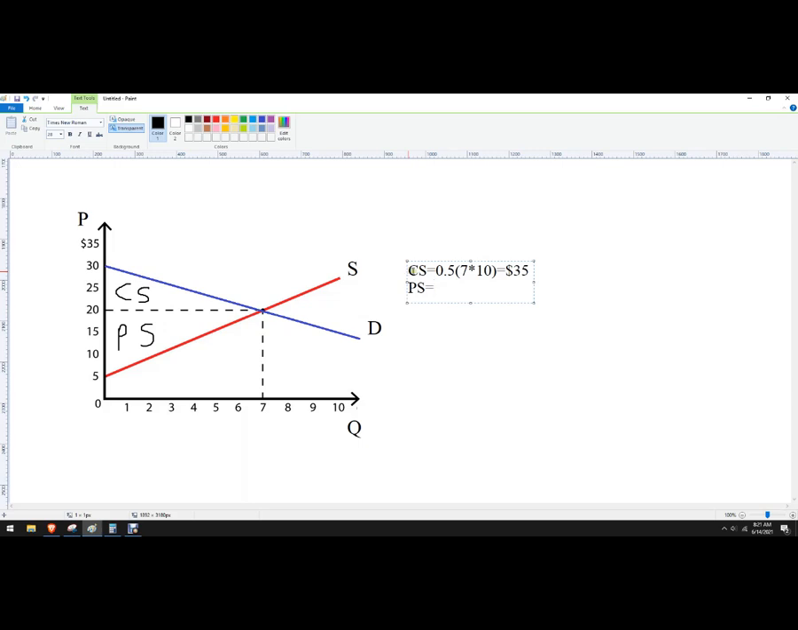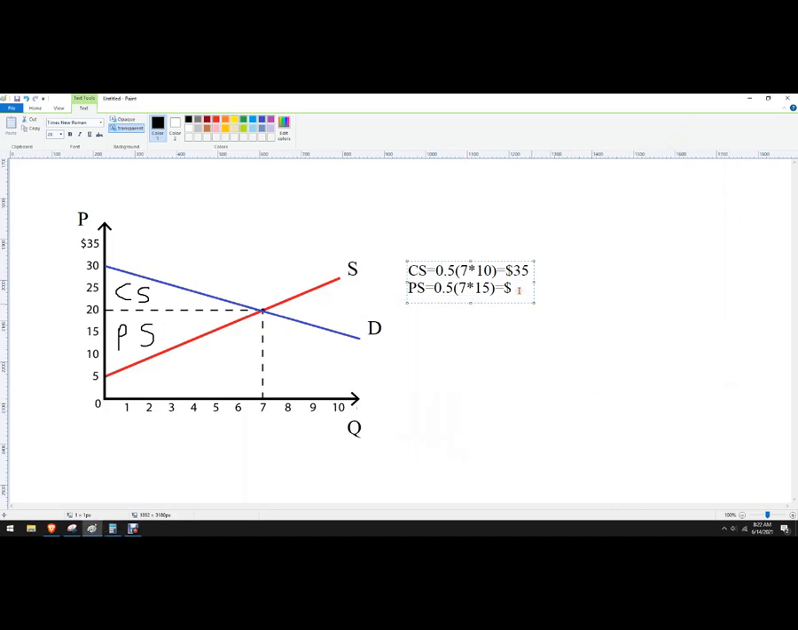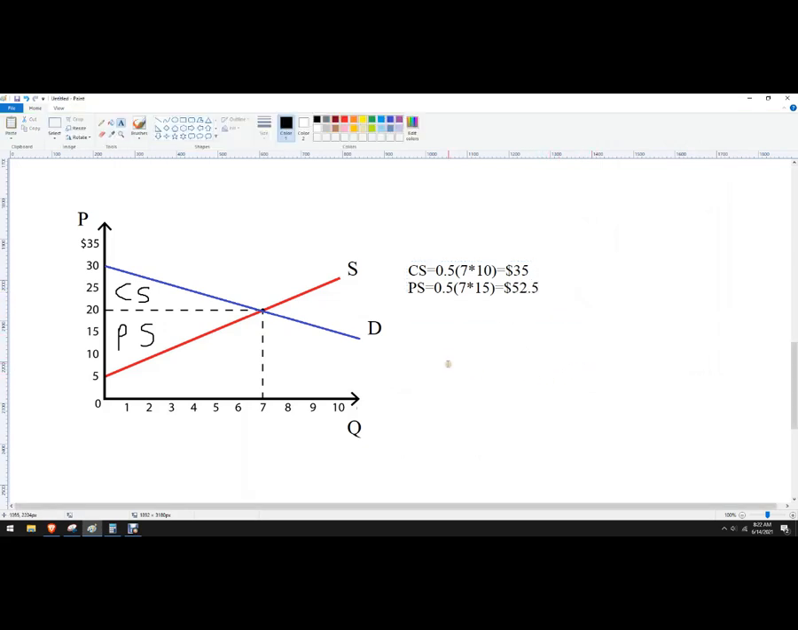The producer surplus is, again, a difference. 7, and then up to 15 here. Okay. I think I did that wrong. So 7 times 15, I don't know that one off the top of my head, so 7 times 15 is 105, and then times 1/2 is 52.5. Okay, and those are some examples on how to calculate producer and consumer surplus using linear demand curves.